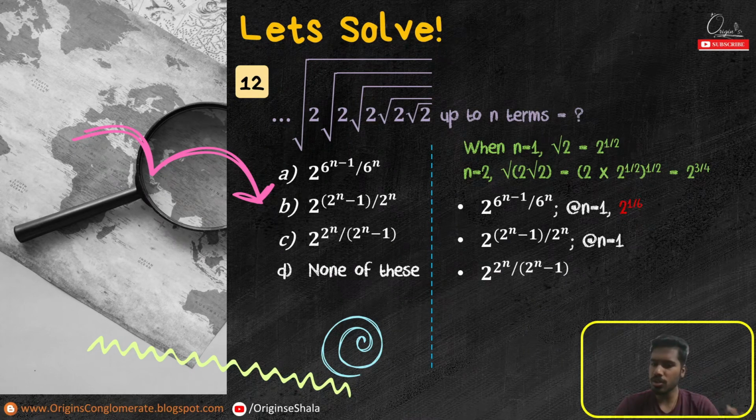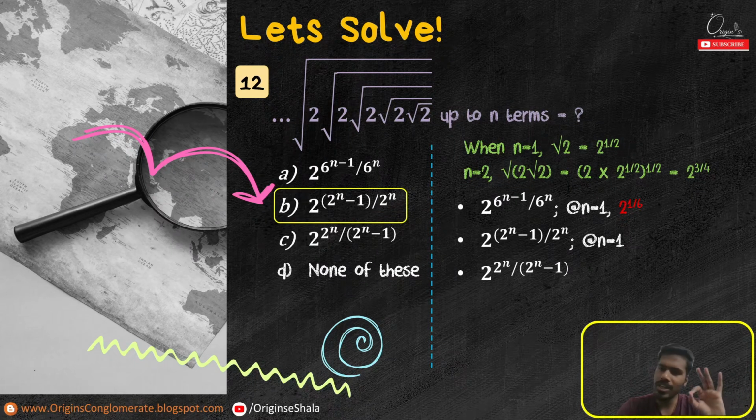If this "none of these" option was not here, life would be so easy. I would directly take B as the option. But just to make sure, I will put n equal to 2, and I will notice that it is following the exact requirement, and it is returning 2 raised to 3 by 4. So that is my answer.